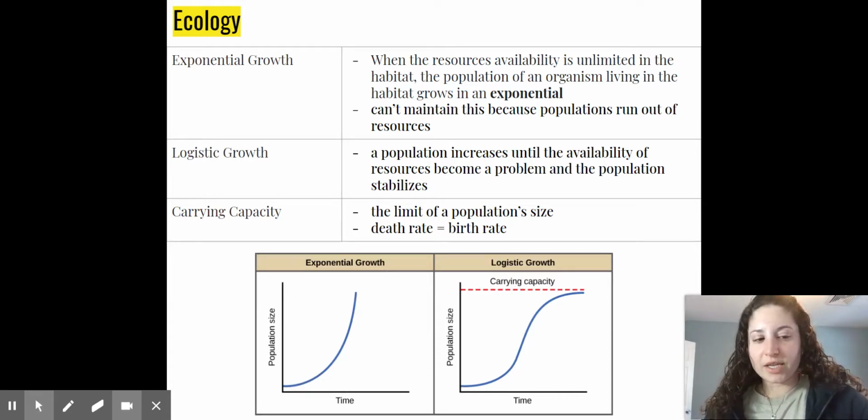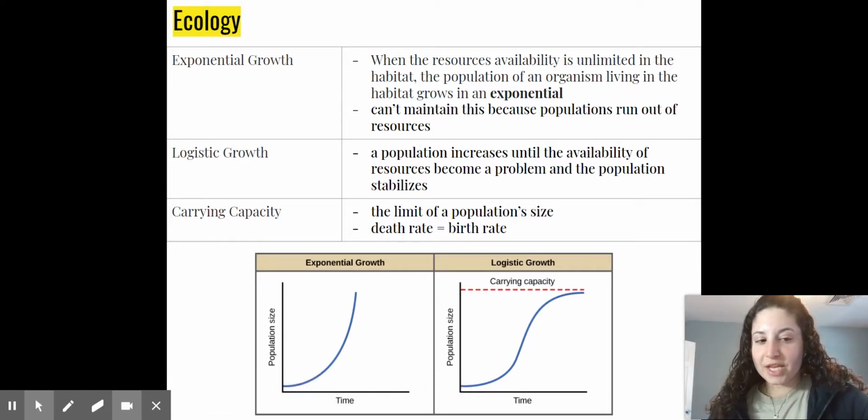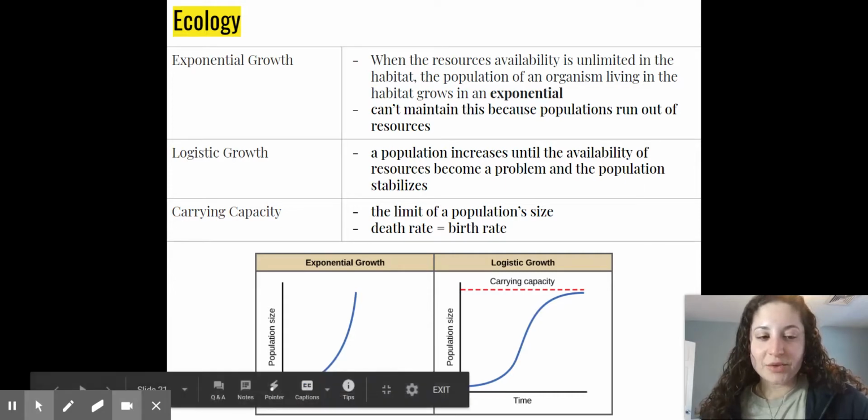And this is what we're starting to see with humans on this planet. We really are reaching carrying capacity. And if we continue to grow the population of humans, that's when we're starting to see these really detrimental things happening to the environment.